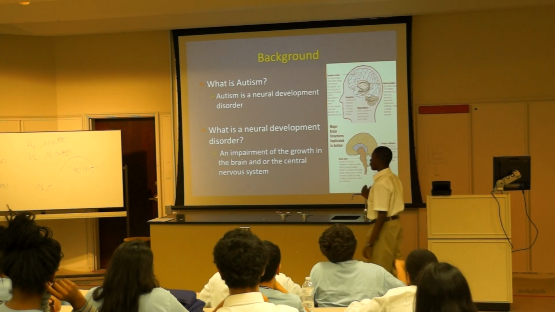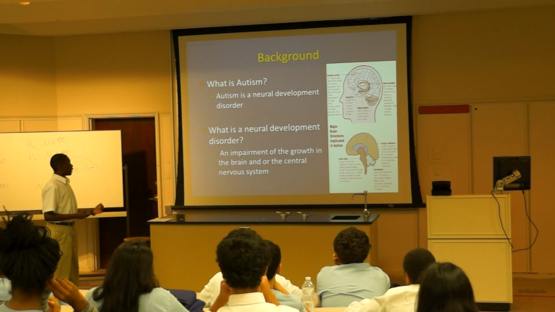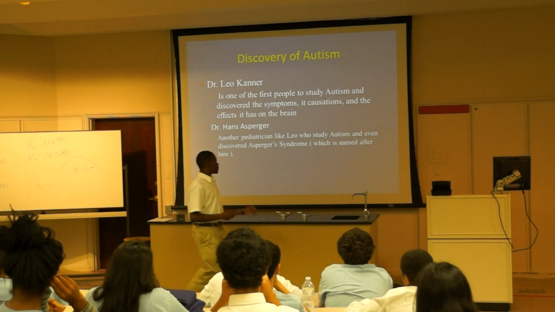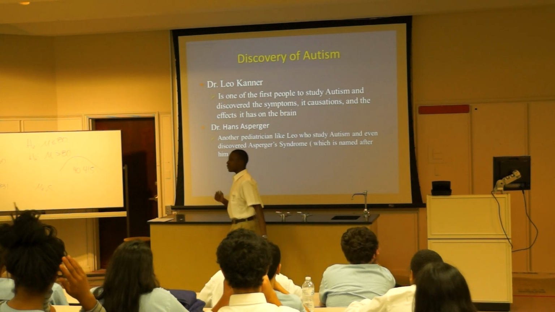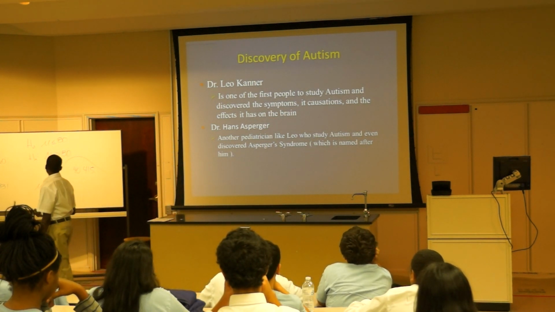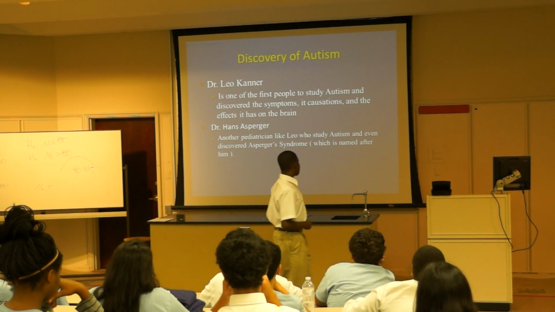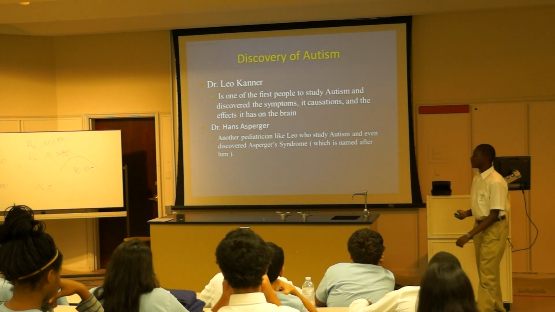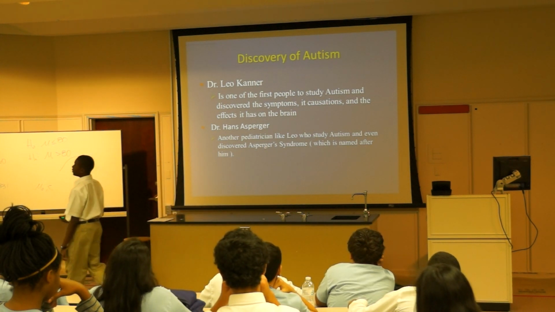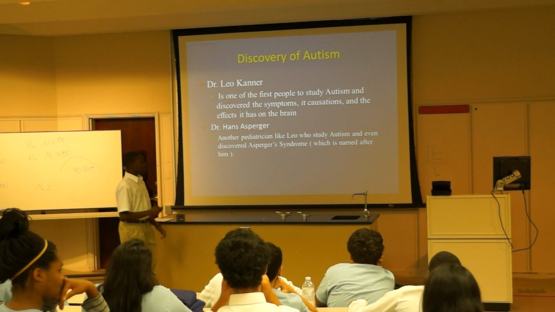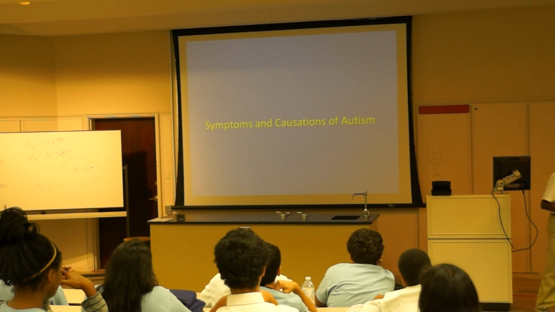Since the brain is undeveloped, it's really small, and that causes them to have bad memory, bad behavior, and also bad learning abilities. Who discovered autism? Dr. Leo Kanner, an Australian pediatrician. He was one of the first people in the early 1900s to discover its symptoms and the causes of autism. His colleague, Dr. Hans Asperger, another scientist like Leo, discovered the syndrome called Asperger syndrome, which I'll later explain in my PowerPoint.